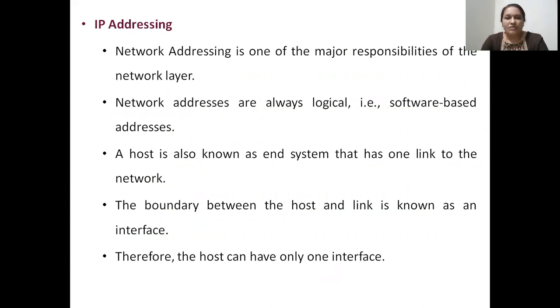IP addressing is one of the major responsibilities of any network layer in the OSI model. The network address of any node is generally logical, that is, it's a software-based address. A host, which is also called an end system, will have one link to the network so that it will get connected to the network. The boundary between the host and the link is known as interface. So each host will have one interface.